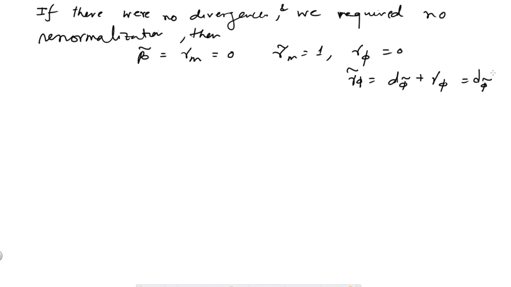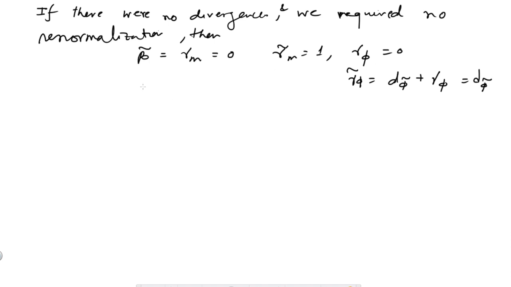D phi tilde is the mass dimension of phi tilde. That is coming purely from dimensional analysis. You just count what is the mass dimension of phi tilde, that is what d phi tilde is. Gamma phi is the anomalous dimension of phi, and that is what we had called gamma tilde phi. So even when you put gamma phi to be 0, because the z's are 1, you still have gamma tilde phi equal to d phi tilde.